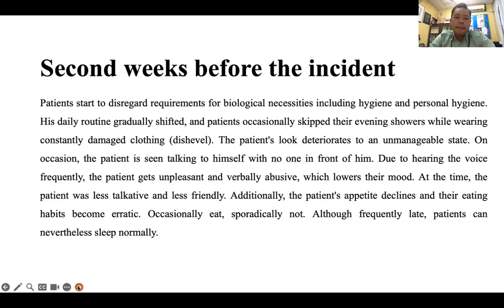In the second week before the incident, the patient started to disregard biological necessities, including hygiene and personal hygiene. His daily routine gradually shifted, and the patient occasionally skipped the evening shower while wearing constantly damaged clothes. The patient looked deteriorated to an unmanageable state. On occasions, the patient was seen talking to himself with no one in front of him. Due to hearing the voice frequently, the patient became unpleasant and verbally abusive, which lowered his mood. At the time, the patient was less talkative and less friendly. Additionally, the patient's appetite declined and his eating habit became irregular. Occasionally he ate, sporadically not. Although frequently late, the patient could nevertheless sleep normally.